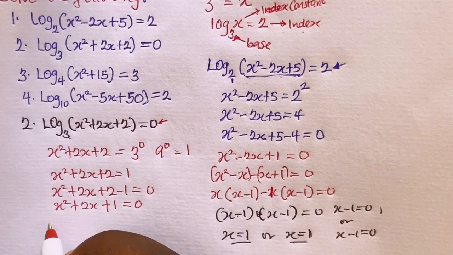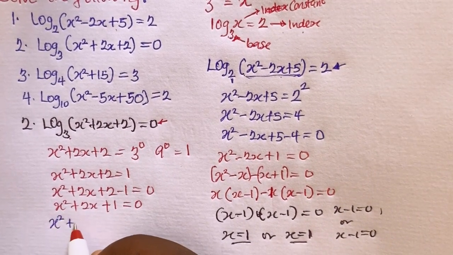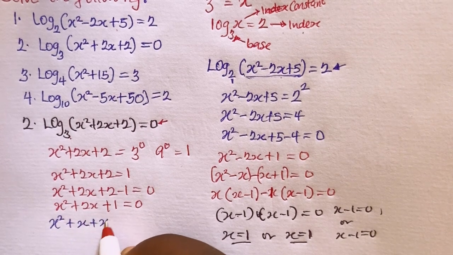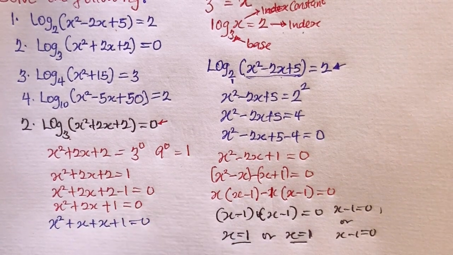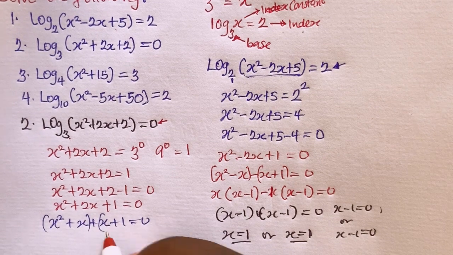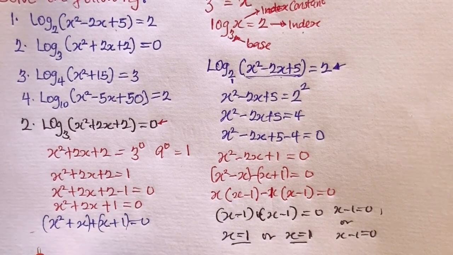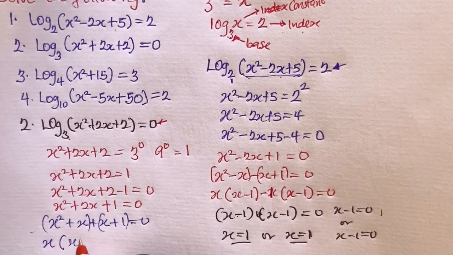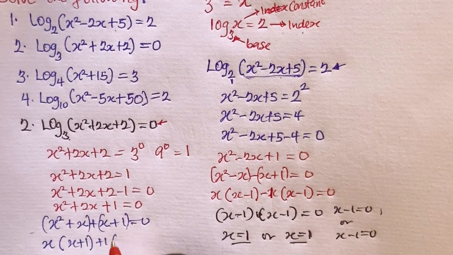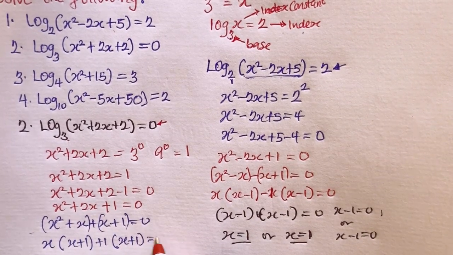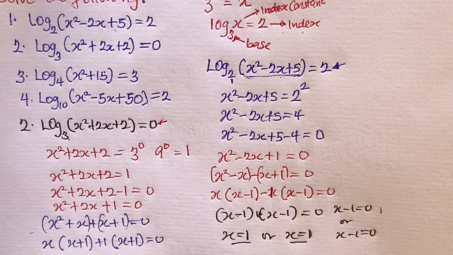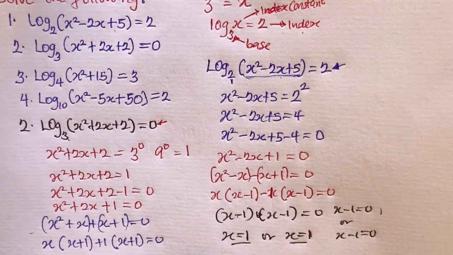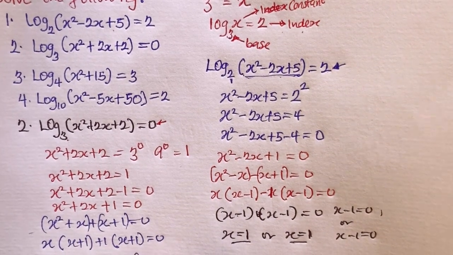I'm going to use the factorization method. x squared plus x plus x plus 1 equals 0. Then I'm going to bring this inside brackets, then I can factorize x here: x into bracket, x plus 1, and also plus 1 into bracket, x plus 1, which equals 0.